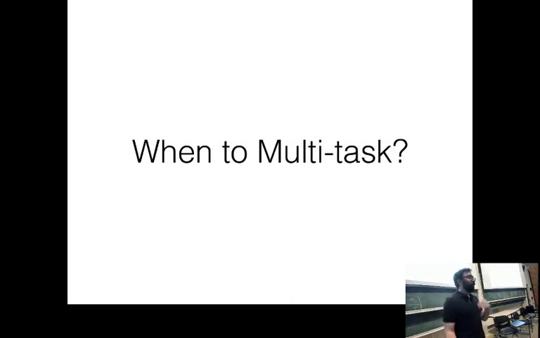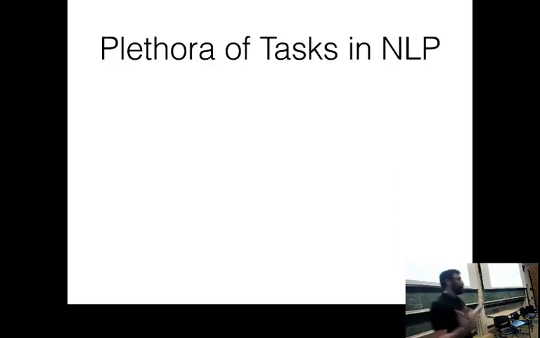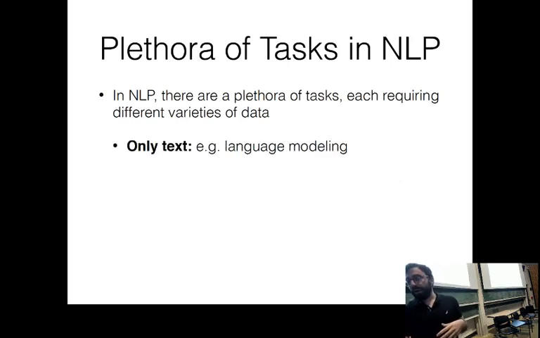So when should you multitask? Did any of you answer "always" in the quiz? Because that's not exactly correct. There's no guarantee that if you just multitask, then suddenly everything will get better. However, there exist so many tasks in NLP, and all of them deal with language, so they're at least related with respect to their inputs or their outputs, depending on the task.